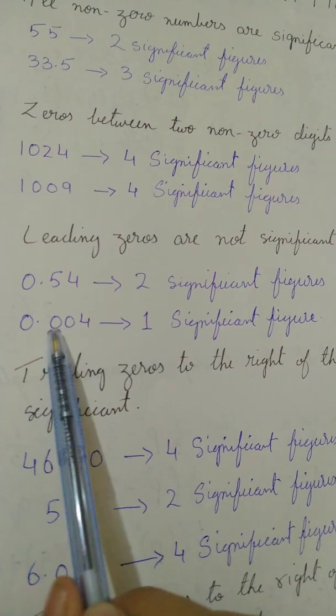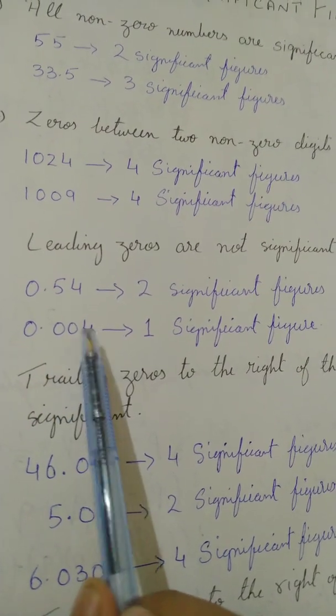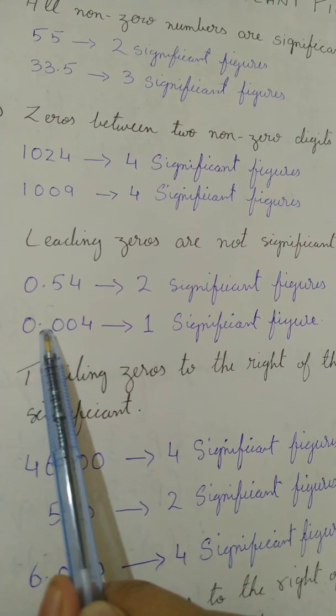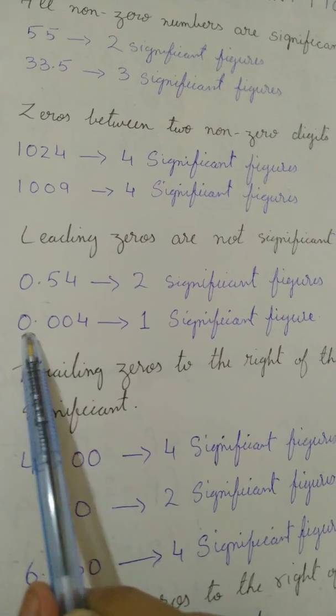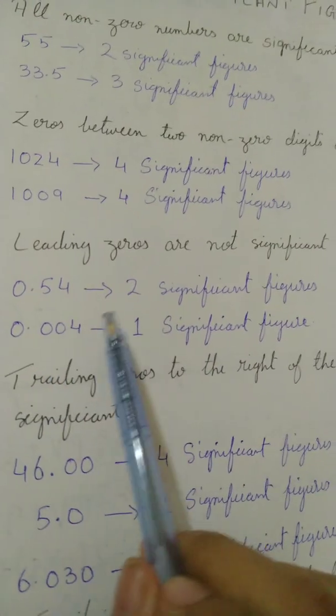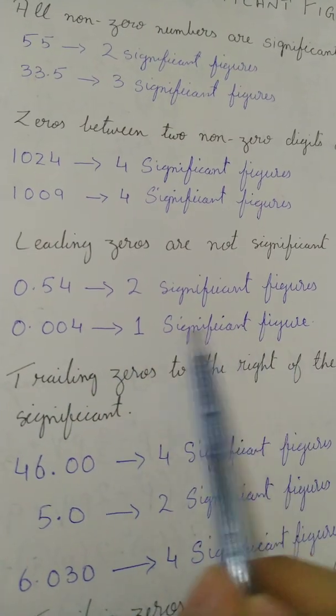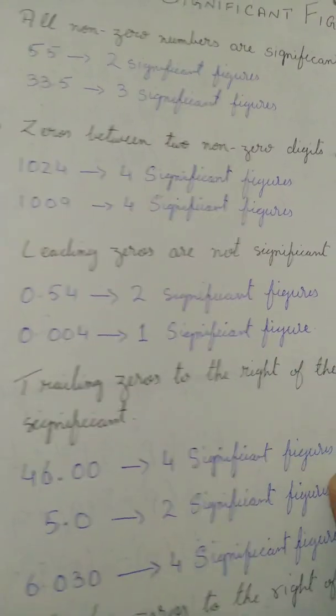So here we have another example, 0.004. As you can see, these 3 zeros are leading, they are coming first, so all 3 of them will be insignificant. These will not be considered, only this 4 will be considered. So this number has only 1 significant figure, which is 4.